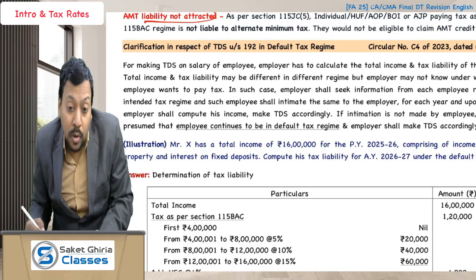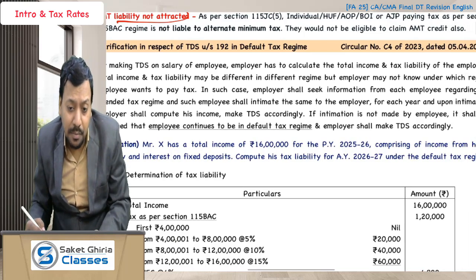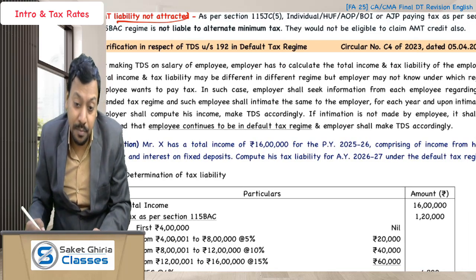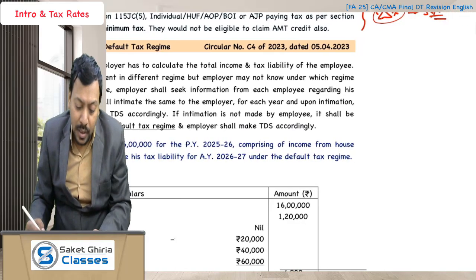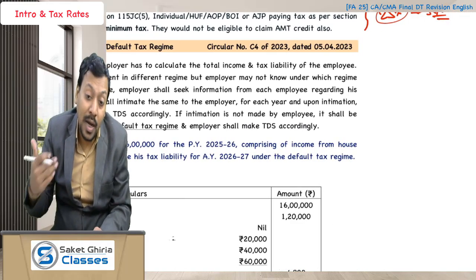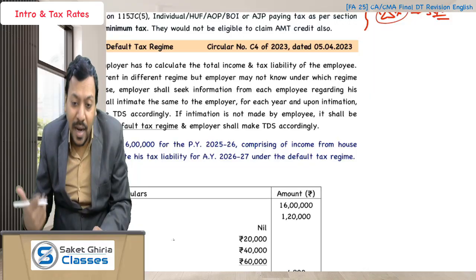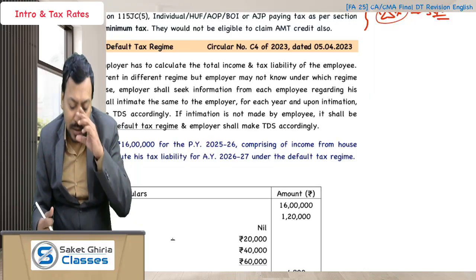Sir, being an employer, how will I know whether my employee is going to be in the 115BAC regime or will opt out? Then how will I calculate his salary income and deduct TDS under section 192?